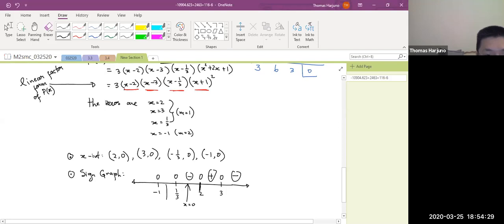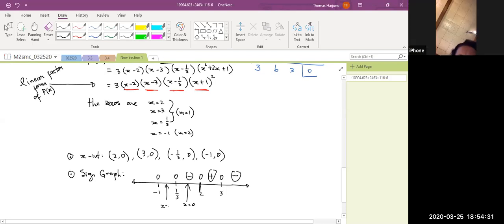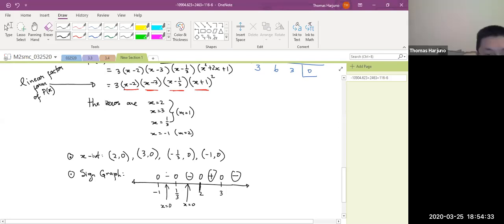So when x equals 0, x equals 0 should be here. So this is negative. This is positive. This is negative here. And this is positive. Now, -1 is a 0 with even multiplicity. So when I jump across this critical number, I don't change the sign.